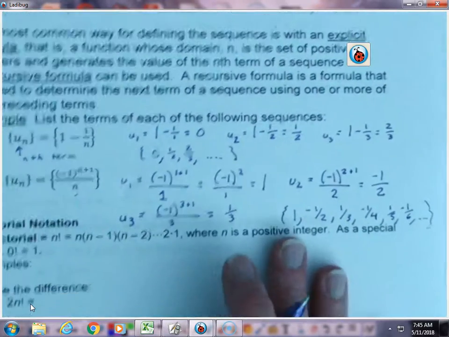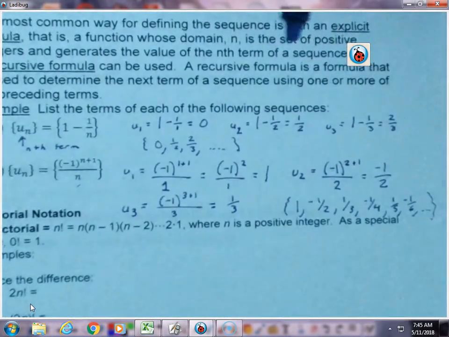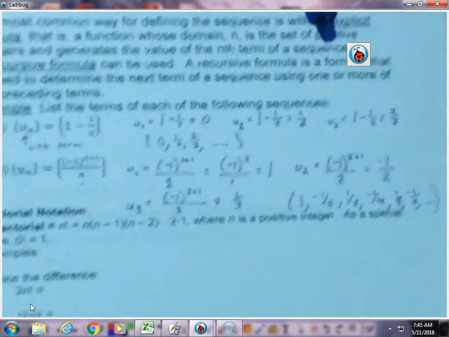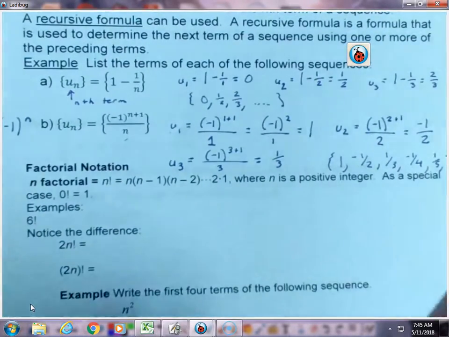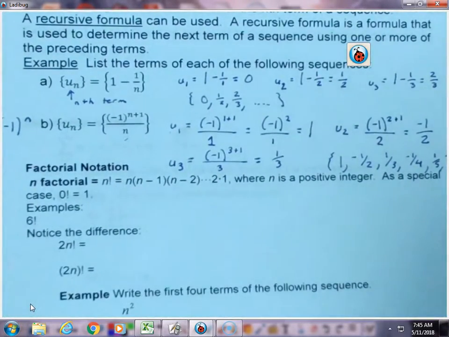Okay, sorry. Okay, factorials. N factorial. If you've done factorials before, I don't know. Does anybody remember a factorial? Kind of. What do you remember about it?